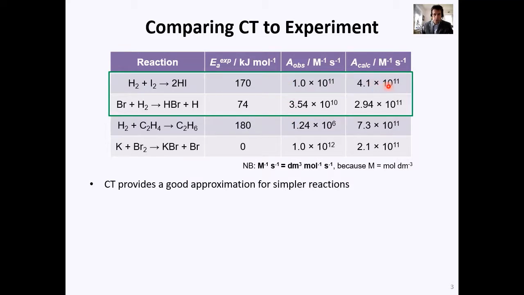And you can see that in both these two reactions in this green box here, these values are not too far apart. They're not exactly the same, but they're similar. And one key point to note is that they're similar, but generally speaking, collision theory is overestimating the pre-exponential factor, and therefore will overestimate the rate. But it's not a bad approximation in these cases.